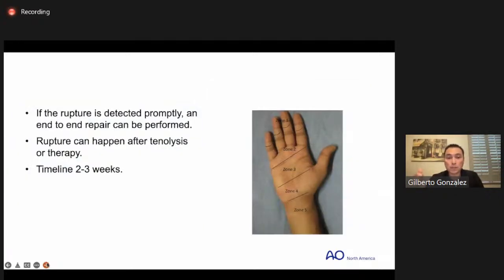If the rupture, as we mentioned before, is detected soon enough, and we identify that the gap is less than 1 centimeter, an end-to-end repair should be attempted. Usually this happens in the acute phase, because if it takes longer to be detected, the scar grows bigger. Sometimes these acute ruptures can happen during therapy, or because the patient removes the splint very soon, or sometimes when we consider the patient is not making enough gains and we proceed with tenolysis, these ruptures can be present.